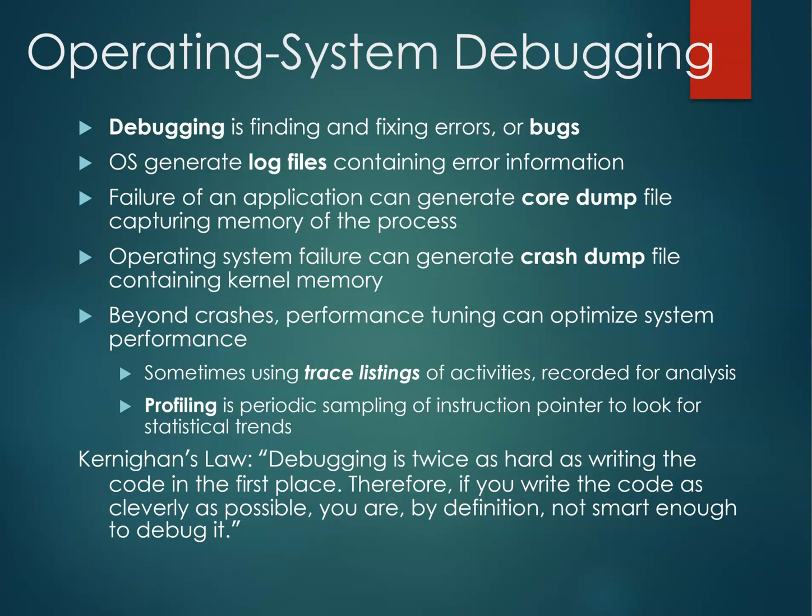Kernighan's law: debugging is twice as hard as writing the code in the first place. Therefore, if you write the code as cleverly as possible, you are by definition not smart enough to debug it, because it's twice as hard. Don't be clever, be consistent, write good code that works well and cleanly.